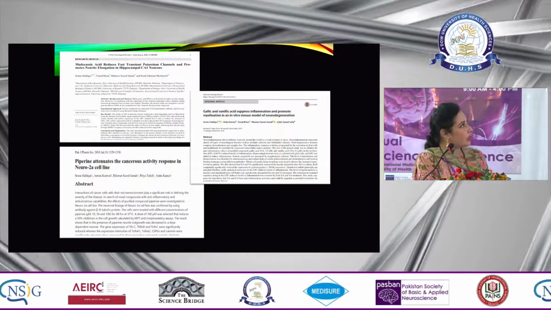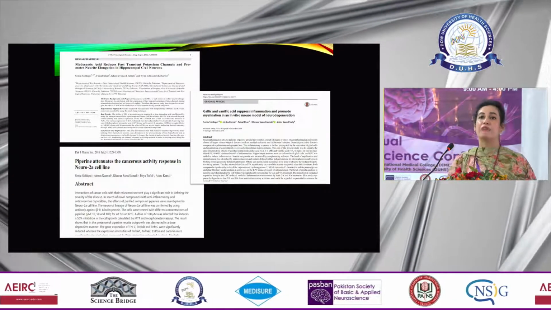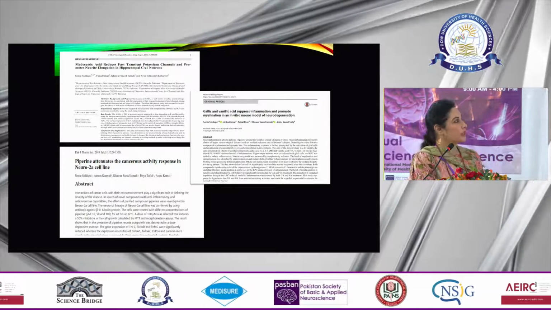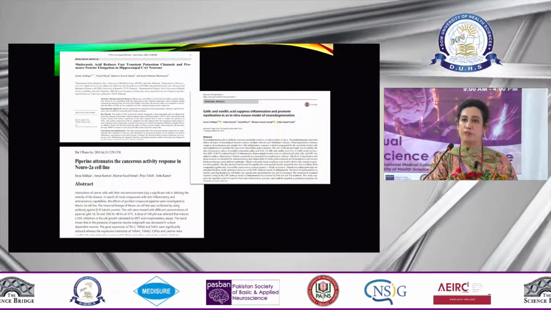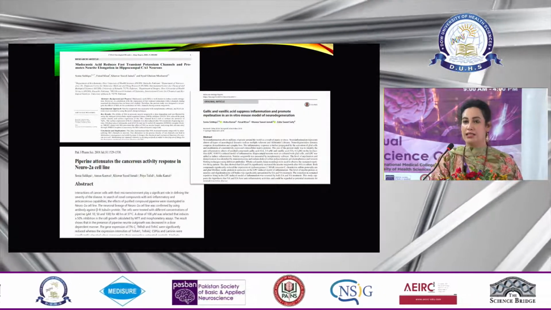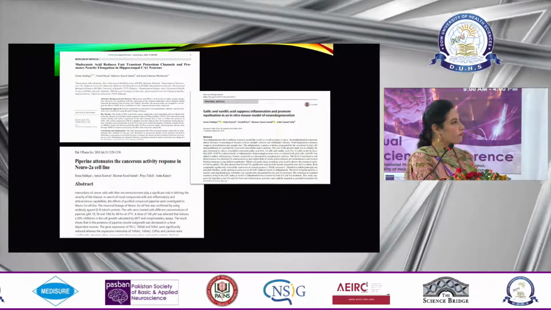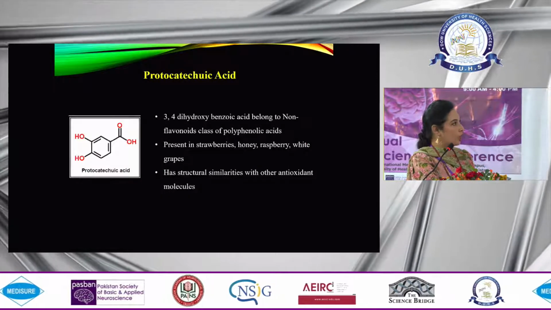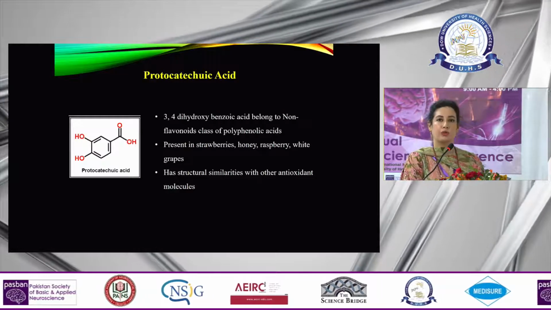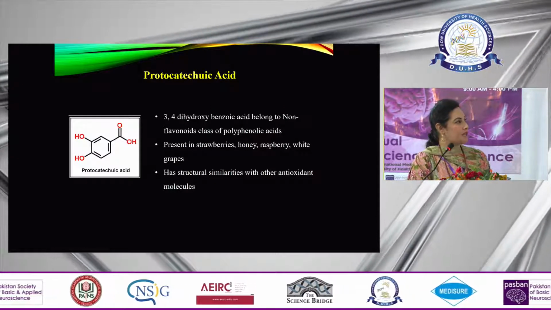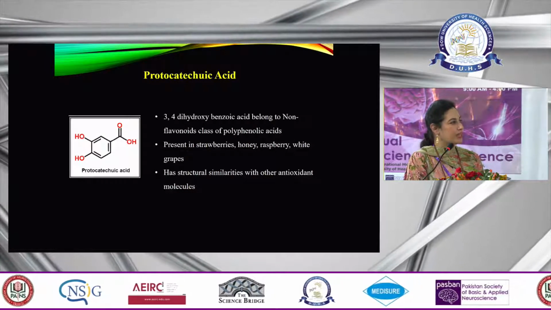My lab usually targets metacatic acid, gallic and vanillic acid, and we also target piperine, and we identify their effects in different scenarios. They may have a neurite outgrowth effect, anti-inflammatory effects, and they also help in the remyelination of the neurons. One of the molecules that we target is protocatechuic acid. It is basically a flavonoid, present in strawberries, honey, raspberry, and white grape.